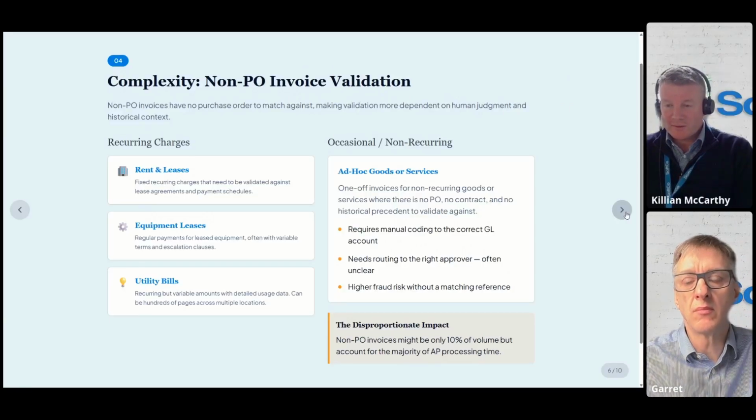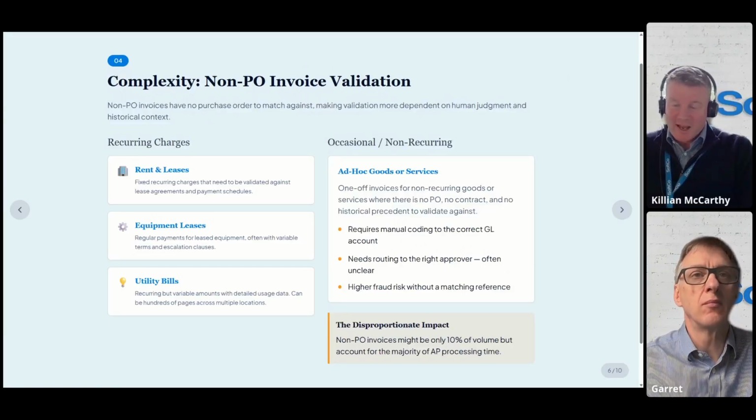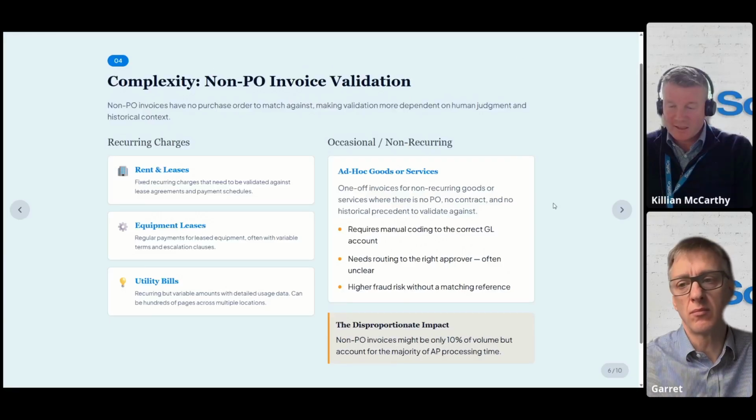And I think what we're trying to do is, with the occasional non-recurring stuff there, as you said, they require manual coding, need to go to the right person, can be unclear, and are difficult to decipher what needs to happen. The stuff on the left-hand side is very much ripe for automation and structure, because they're repeatable, structured processes, and we know the behavior and can forecast how things should be done against them.